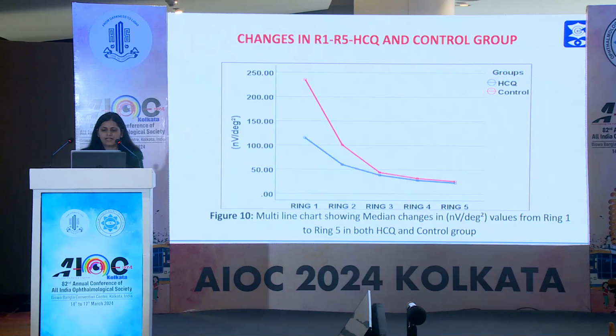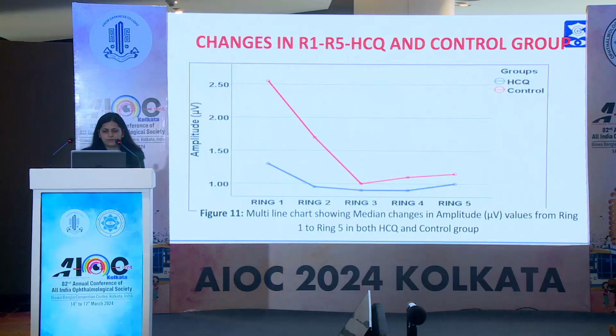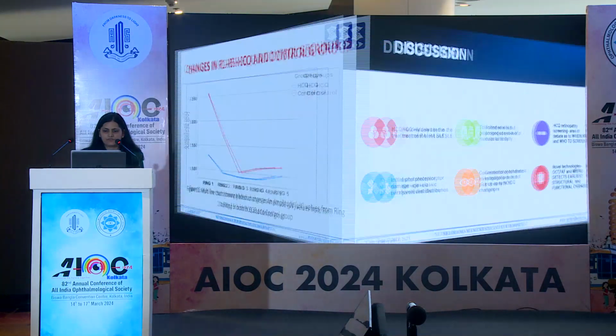This is a multi-line chart showing median changes in value from ring 1 to ring 5 in both HCQ and control group, and as you can see, on ring 1 and ring 2 there are significant changes. Similarly, this multi-line chart shows amplitude values from ring 1 to ring 5, and as you can see, ring 1 and ring 2 are showing the significant difference.